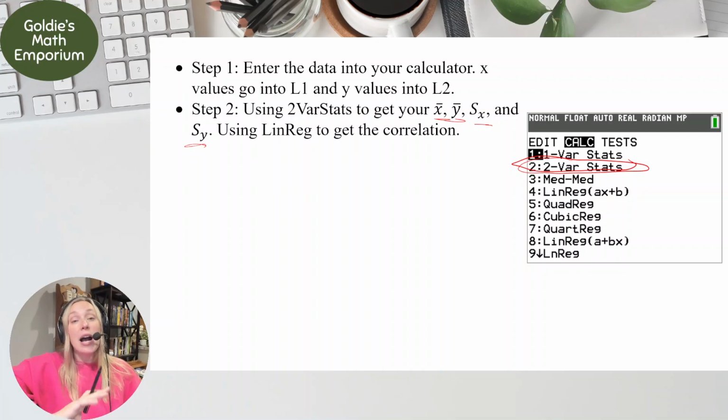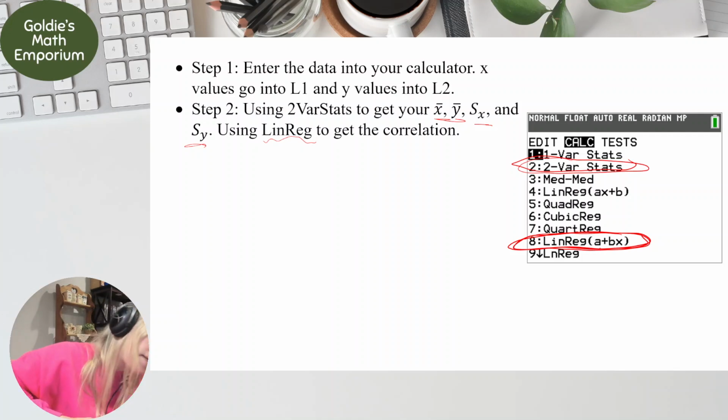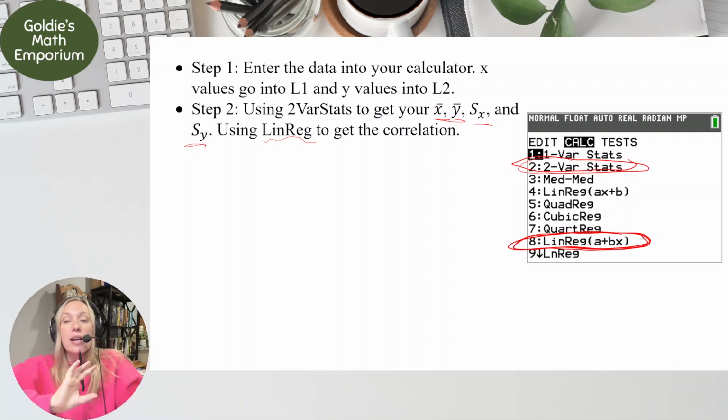Okay. Now to get the correlation, you actually have to run a linear regression on your calculator. And the linear regression we're going to run, there's two of them. Number 8 is where you're going to have the a plus bx on the TI-84s. Okay, a plus bx. And running that is going to get us our correlation.